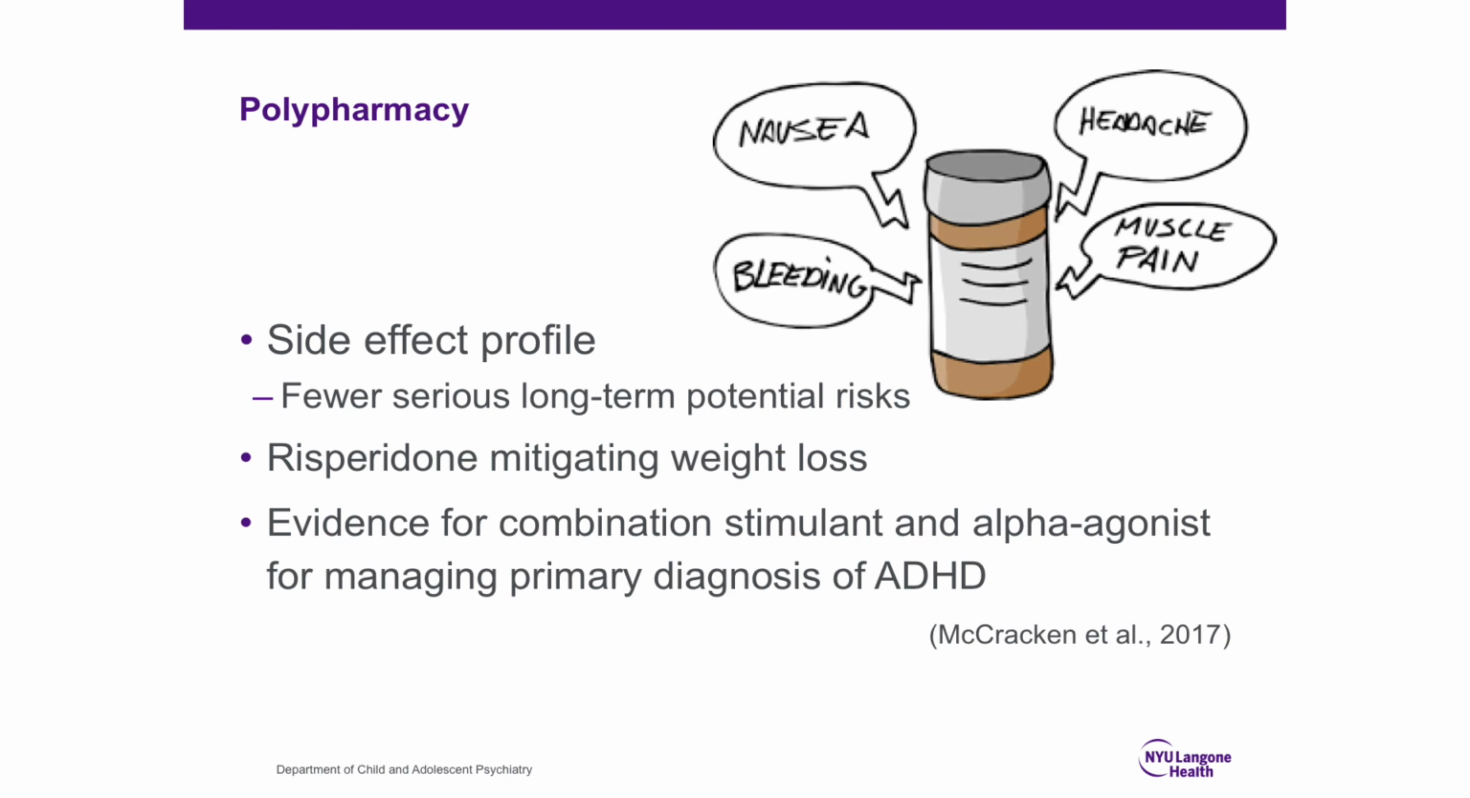So this is not necessarily a polypharmacy solution, although I would say this pretty clearly has a less serious side effect profile and fewer long-term risks. Risperidone may have been mitigating some of his weight loss and treating some of the insomnia, but I don't consider either of those an indication for this medication to stay on his drug list. And there's actually good evidence for combination stimulant and alpha agonist for what we are considering as primary diagnosis of ADHD. So how did we get here?